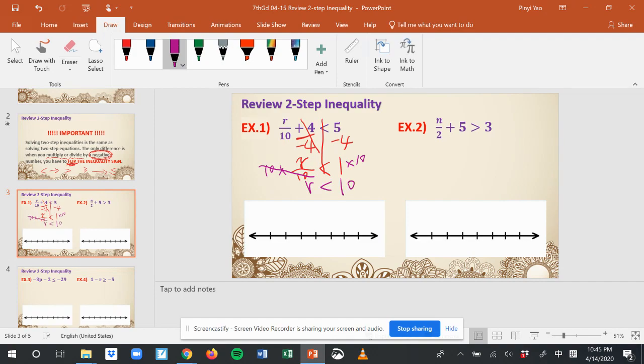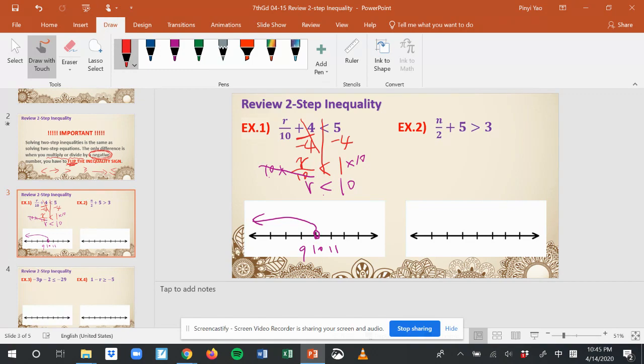We didn't switch the sign because that 10 is just a positive 10. And if we want to draw it, 9, 10, 11, let's say that is 10. Since it's just less than, doesn't have equal sign, we need a donut. And since the arrow is pointing to the left, we're also going to point to the left. That is the first one.